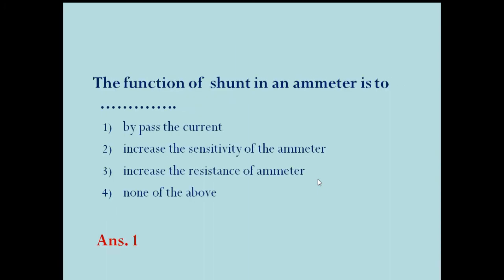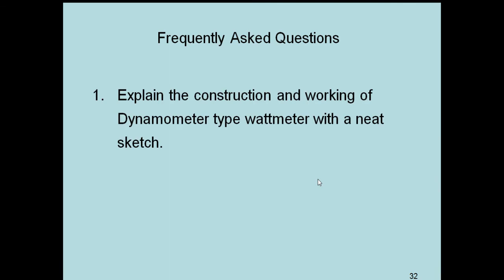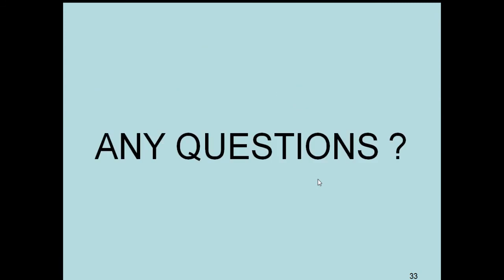The function of a shunt in an ammeter is to bypass the current. Option 1, it is bypassing the current so that the meter range will be extended, current range. So in this frequently asked question, explain the construction and working of dynamometer type wattmeter with a neat sketch. So in this class we have mainly discussed the problems on extension of range of meters and the construction and working of dynamometer type instrument.